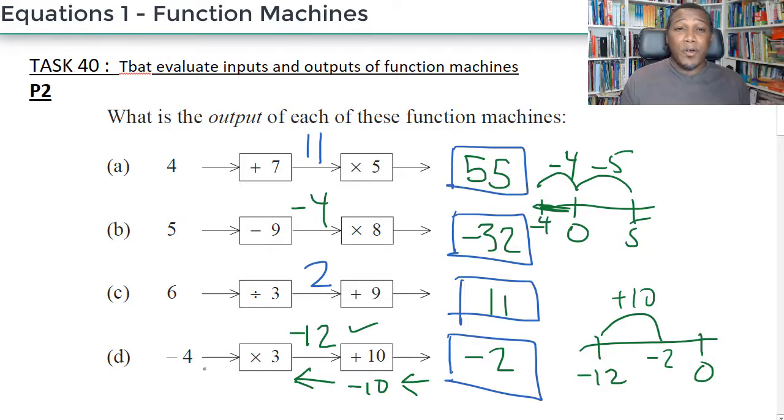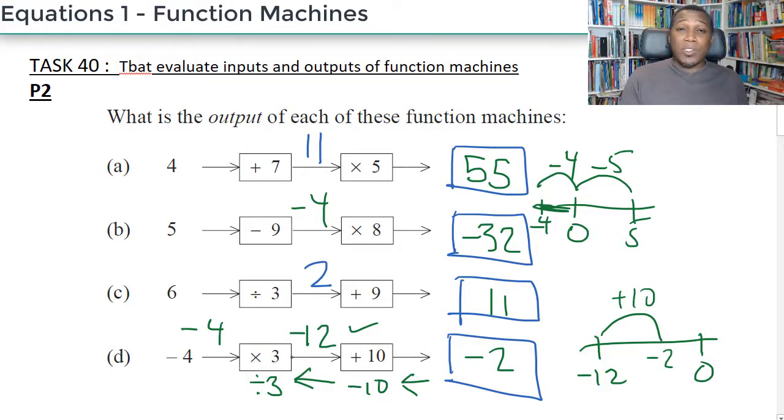I need to do the inverse. And what's the inverse of multiplying by 3? It is dividing. The opposite of multiplication is division. So I have my -12. I need to divide it by 3. If I divide -12 by 3, I will get -4. Yes, I will. So I can check by going backwards.